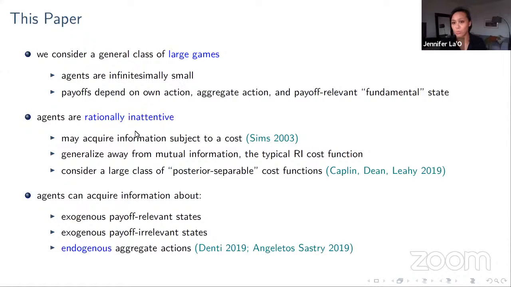So this will look a lot like public signals, and it will be clearer when we get to the model, as well as endogenous aggregate actions. So we're going to think of a rationally inattentive agent who can track not only fundamentals, but also non-fundamental states, as well as something like, say, an asset price or any other type of aggregation of actions.